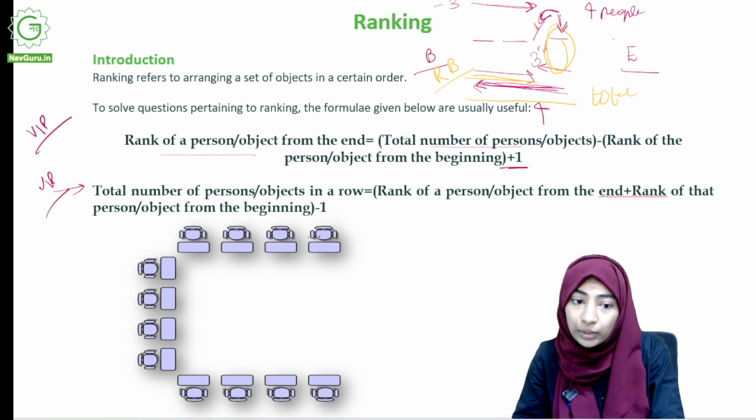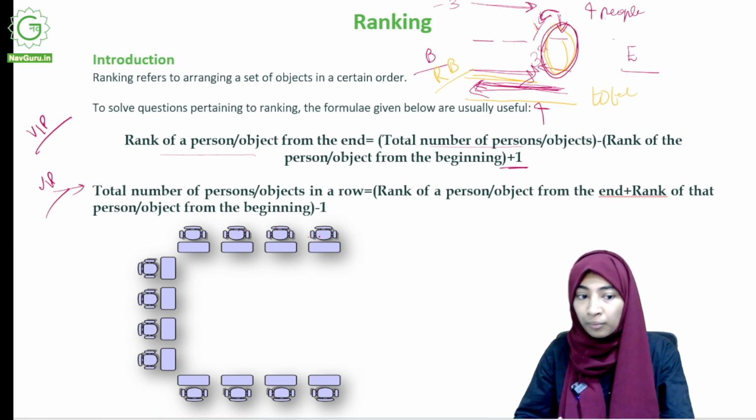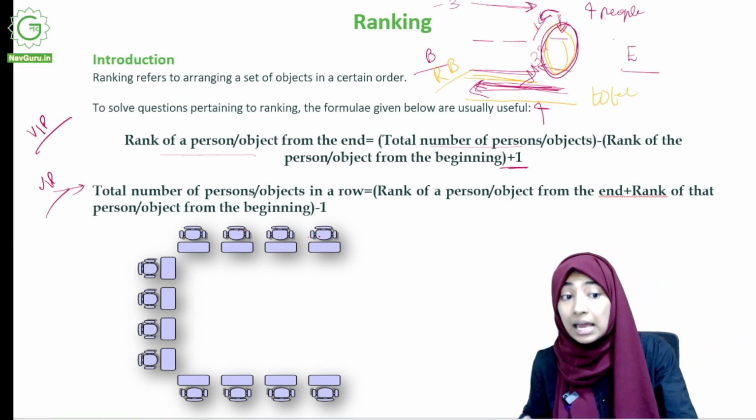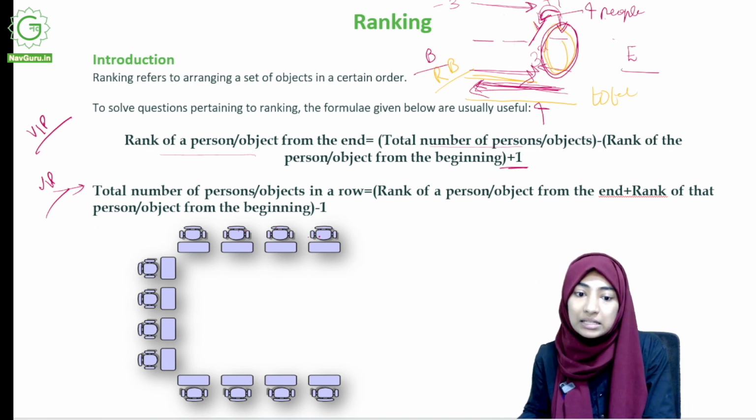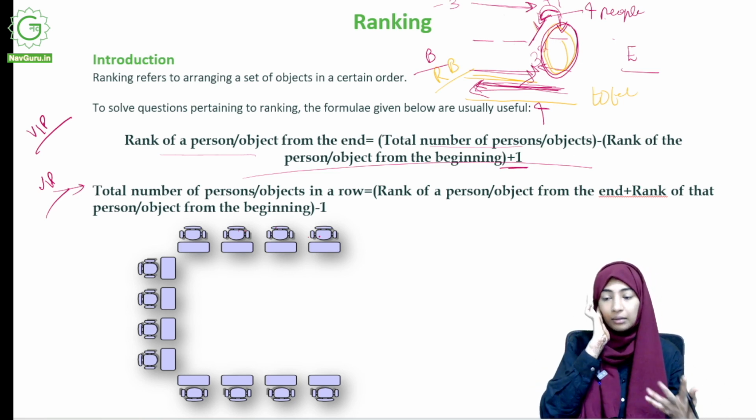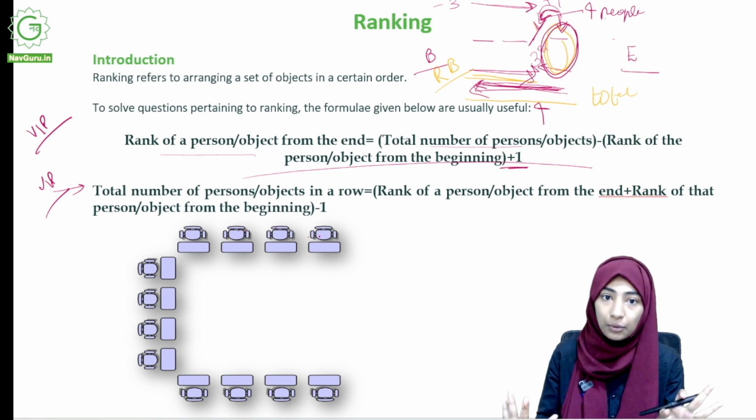So basically you take the total, from that you subtract the rank from the beginning, and what you get is everything after this person, right? But in order to find the rank of the person, you need to add plus 1, and that is how you get this formula. Just in case you wanted to know, it's not really needed for anything, but this is how you get the formula.